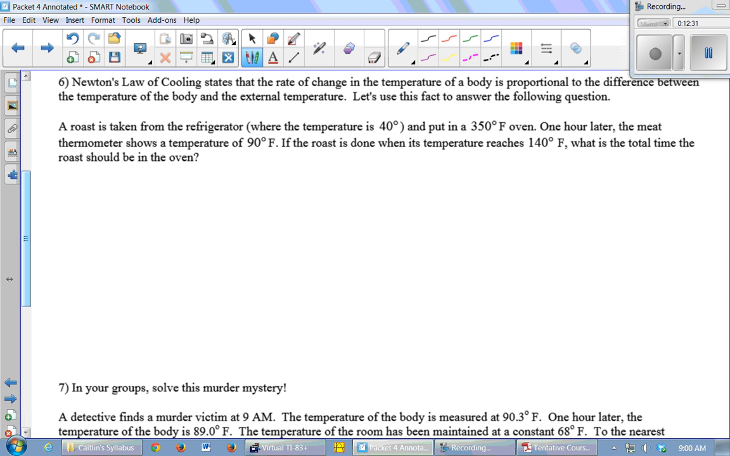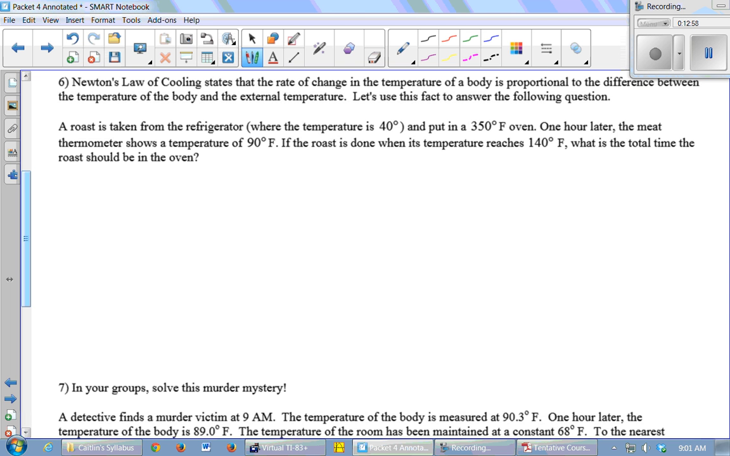A roast is taken from the refrigerator where the temperature is 40 degrees. So we're going to assume that the roast is 40 degrees. It's been in there for a long time, and it's the temperature of the refrigerator. And we're going to put it into a 350 degree oven. One hour later, the meat thermometer shows a temperature of 90 degrees Fahrenheit. If the roast is going to be done when the temperature reaches 140, what is the total time the roast should be in the oven?